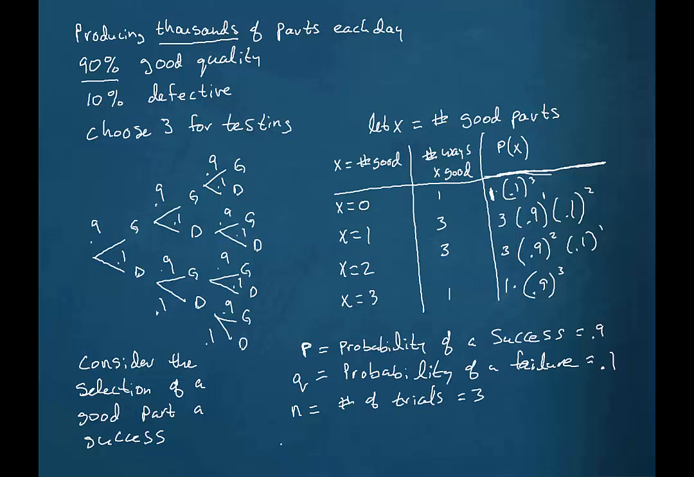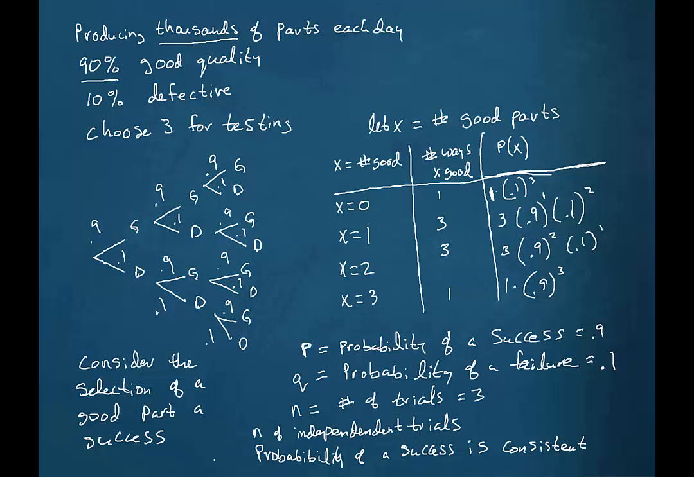Now, there are some criteria here that we notice about this particular example. We have n, a finite number, of independent trials. Each successive trial of this experiment does not result in a different probability of a success. In other words, the probability of a success is not changing. So the probability of a success is consistent from trial to trial.